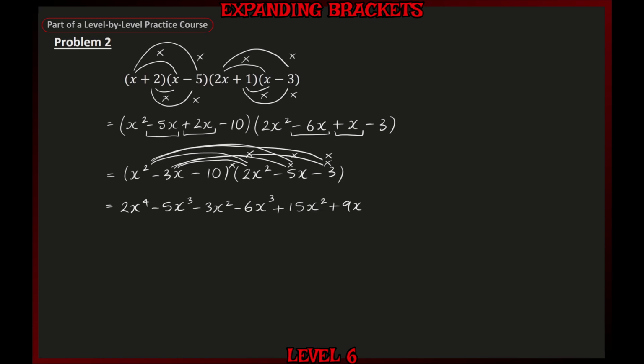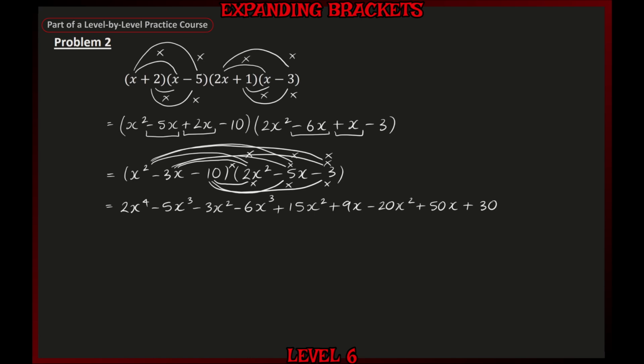Lastly, looking at the minus 10, we can multiply minus 10 by 2x squared to give us minus 20x squared. Minus 10 multiplied by minus 5x is positive 50x, and minus 10 multiplied by minus 3 gives us plus 30.